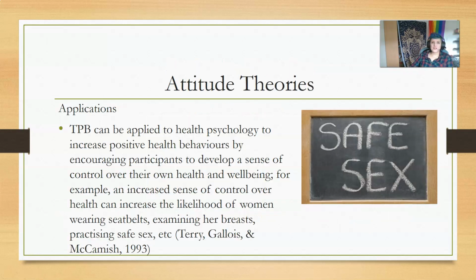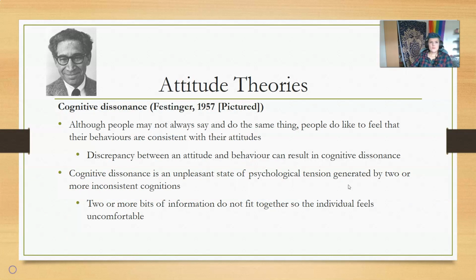So what are the applications of attitude theories? Well, the theory of planned behaviour can be applied to health psychology to increase positive health behaviours by encouraging participants to develop a sense of control over their health and well-being. For example, an increased sense of control over health can increase the likelihood of women wearing seatbelts, examining their breasts, and practicing safe sex. So, simply encouraging people to believe that they have control over their actions can ultimately help their behaviour.